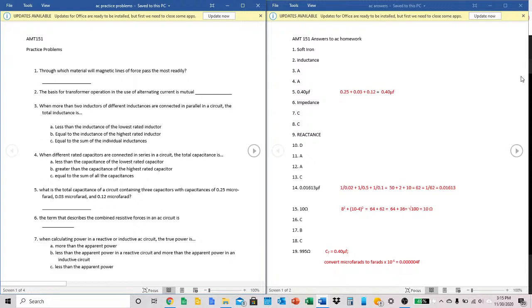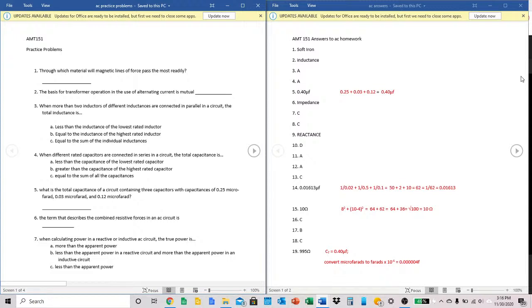So we'll start with number 1. Through which material will magnetic lines of force pass most readily? The correct answer is soft iron. I will take just iron as well, just for your reference. You are not turning in these worksheets. This is for you to study from, but that is the answer. Number 2, the basis for transformer operation in the use of alternating current is mutual inductance. The answer is mutual inductance.